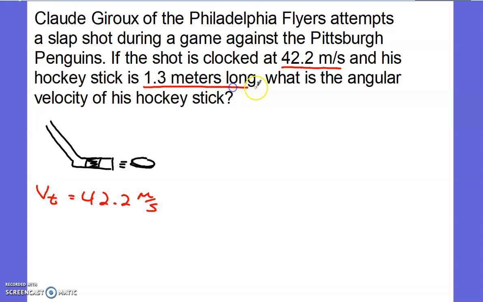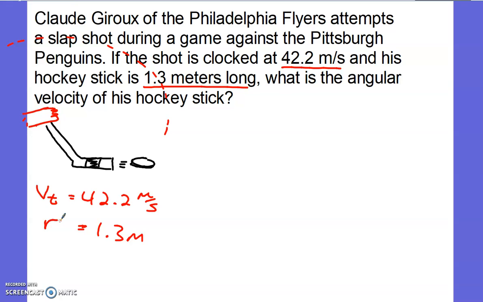Next thing we have is 1.3 meters, and that represents how long the stick is. Now, when the hockey player holds the stick, there's the hockey player's glove. And when they hold the stick and swing it, it's going to swing in a circle with their hand at the center. Therefore, the length of the stick itself is the radius of that circle.